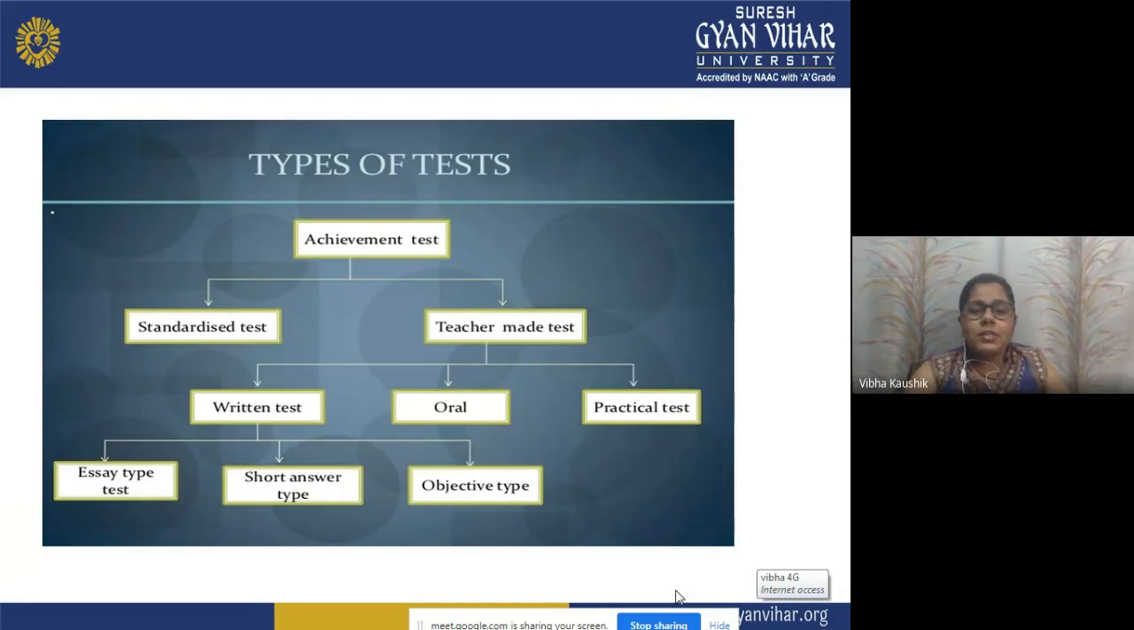Now, the written test is again divided into three types. The first one is essay type questions, where the student has to give the answers in 500 to 600 words. Short answer type, where the student has to give the answer in one or two lines. Or the objective type questions, where there are a number of choices and the student has to select the correct one.